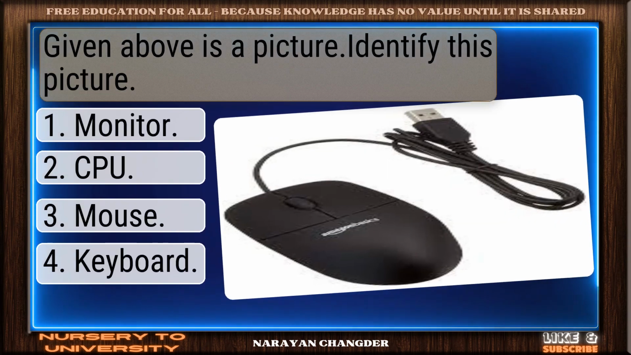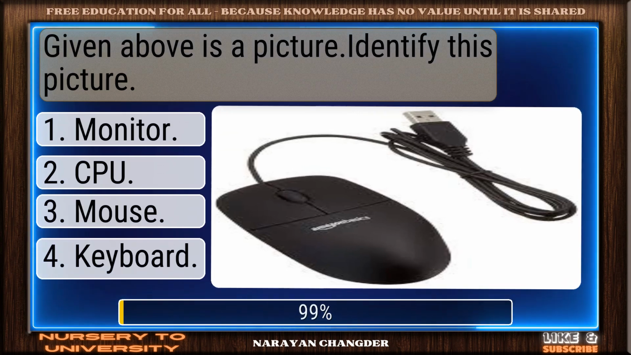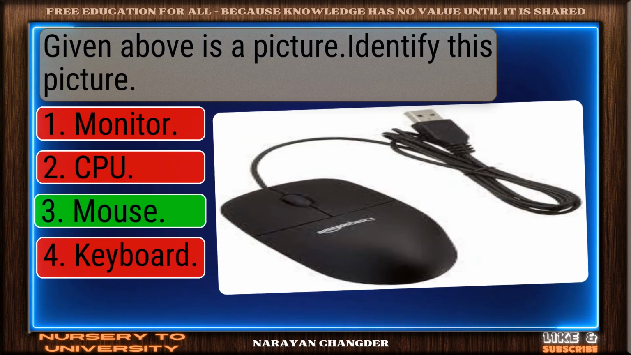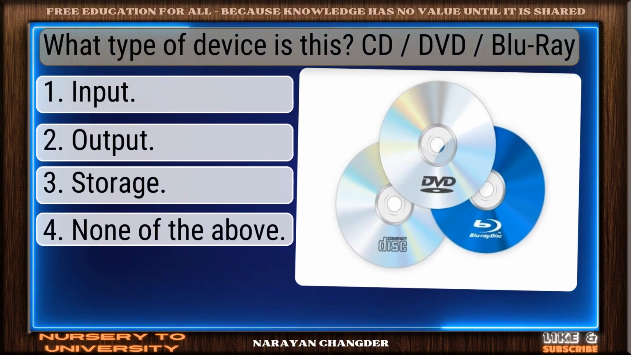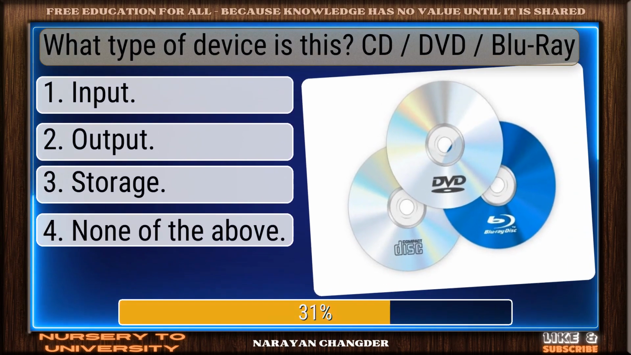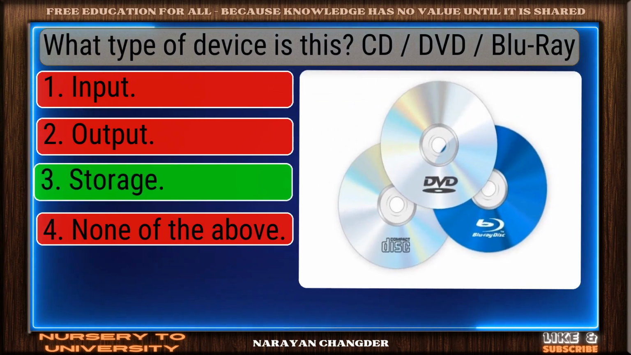Given above is a picture. Identify this picture. Excellent choice. Mouse is right. What type of device is this? CD, DVD, Blu-ray? Great job. Storage is accurate.